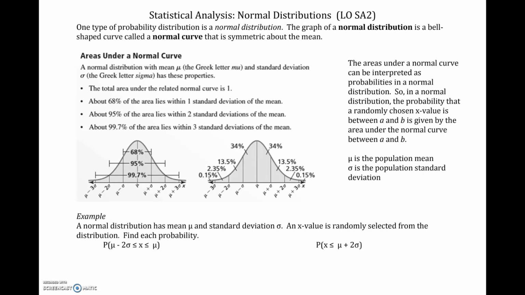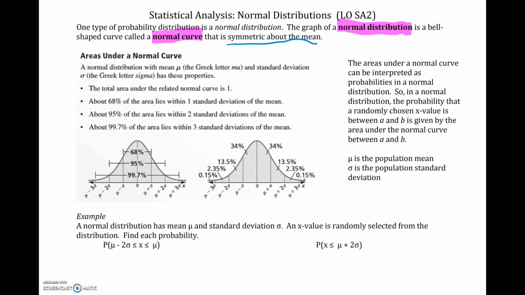All right, so in this video, we're going to do the first half of normal distributions, which is our learning objective SA2. So you've probably heard about a bell curve or normal curve before, but it's basically one type of probability distribution. So what's important is you guys are hearing that this is talking about probability. So this normal distribution is this bell-shaped curve, which is called a normal curve, and it's normal because the key thing here is it's symmetric about the mean.